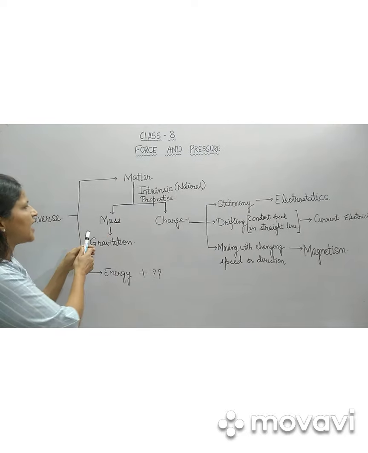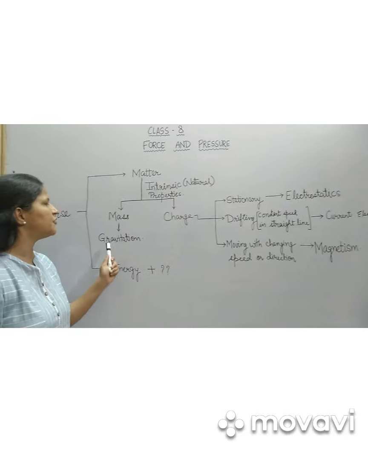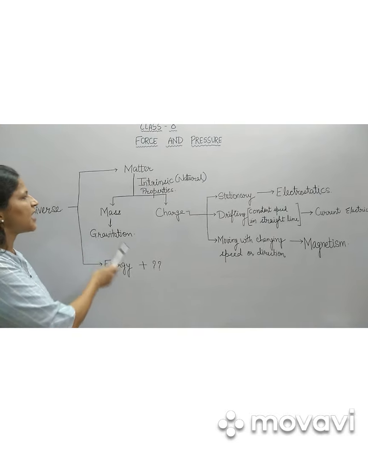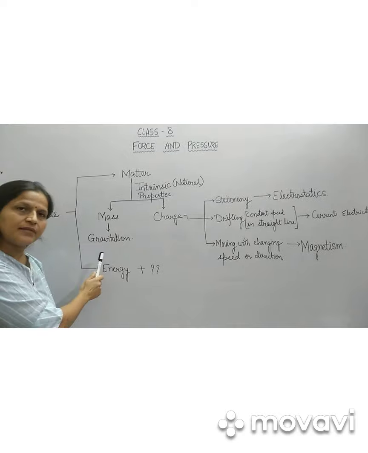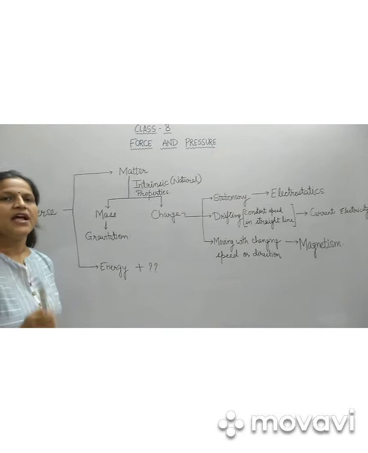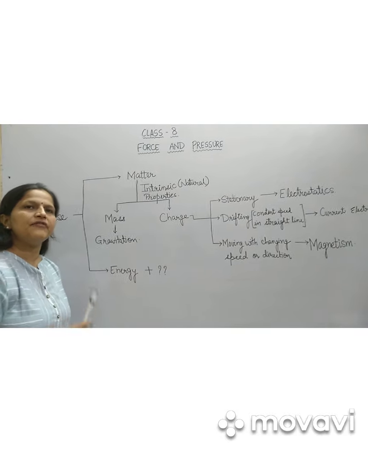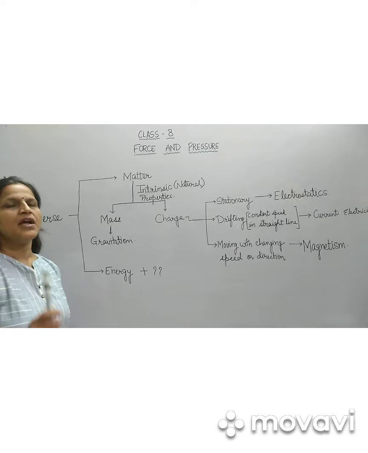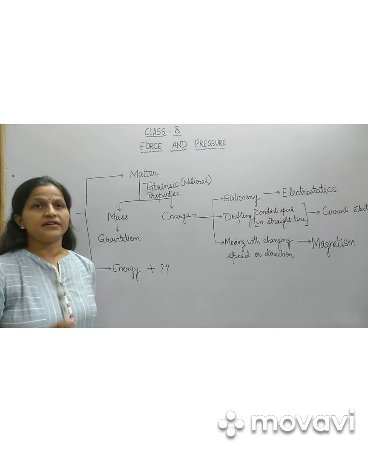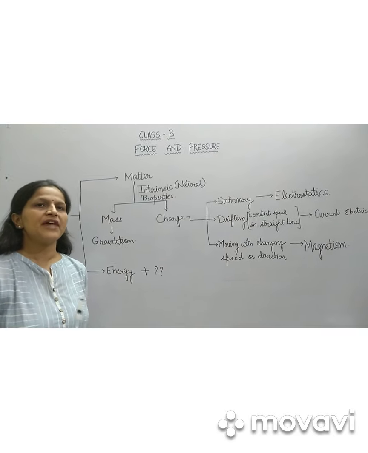Now the interaction of mass with other masses leads to the force of gravitation. I am repeating once again: the interaction of mass with other masses gives rise to a force called gravitation, and it is a non-contact force. Gravitation is always attractive in nature. According to Newton, every object in this universe attracts every other object with some force called the force of gravitation.